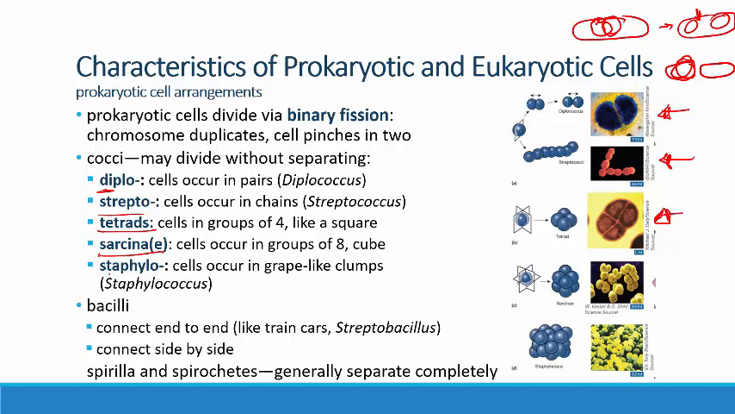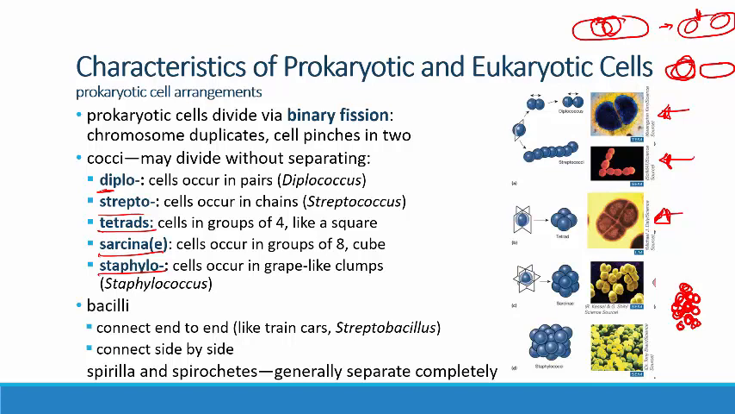And then if it's Staphylococcus, then we see grape-like clusters. So a whole bunch of them kind of all wadded together like grapes that you might buy at the grocery store. So no particular arrangement to them if they are Staphylococci.